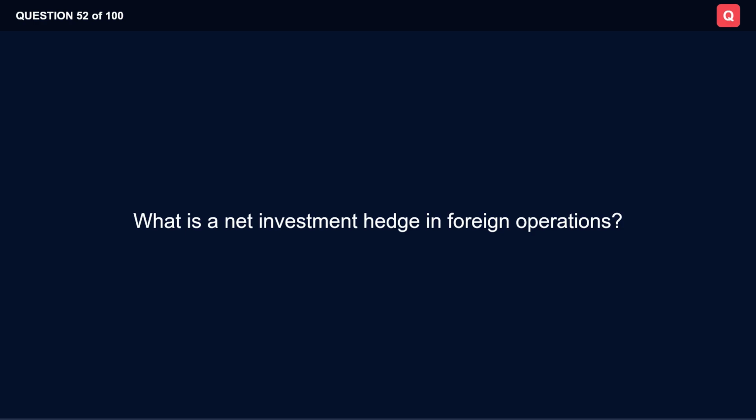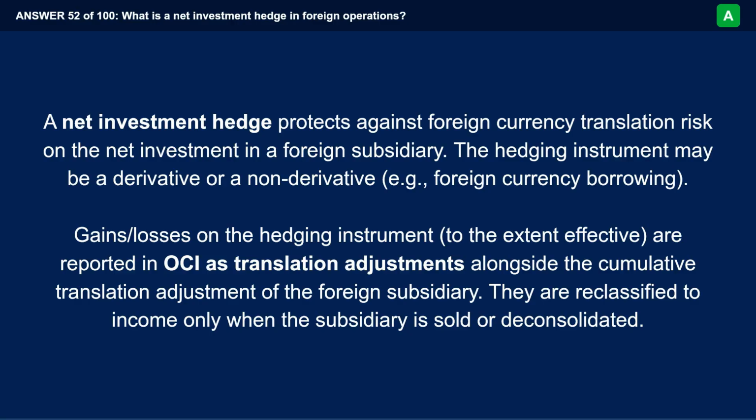What is a net investment hedge in foreign operations? A net investment hedge protects against foreign currency translation risk on the net investment in a foreign subsidiary. The hedging instrument may be a derivative or a non-derivative, for example, foreign currency borrowing. Gains/losses on the hedging instrument, to the extent effective, are reported in OCI as translation adjustments alongside the cumulative translation adjustment of the foreign subsidiary. They are reclassified to income only when the subsidiary is sold or deconsolidated.